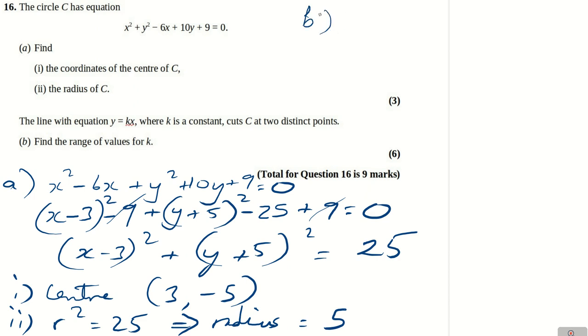The line with equation y equals kx cuts C at 2 distinct points. Right, so if we imagine this, here's a circle, we've got the centre, which we found is (3, -5), like that. We also know that the radius is 5, okay, so I could draw the axes, but we've then got a line with equation y equals kx.